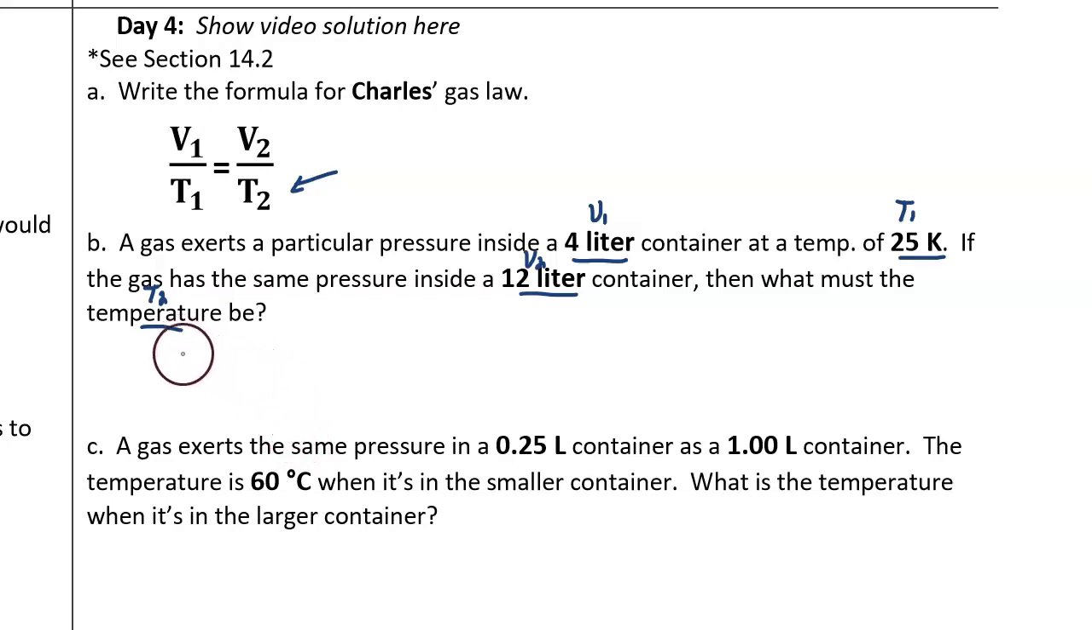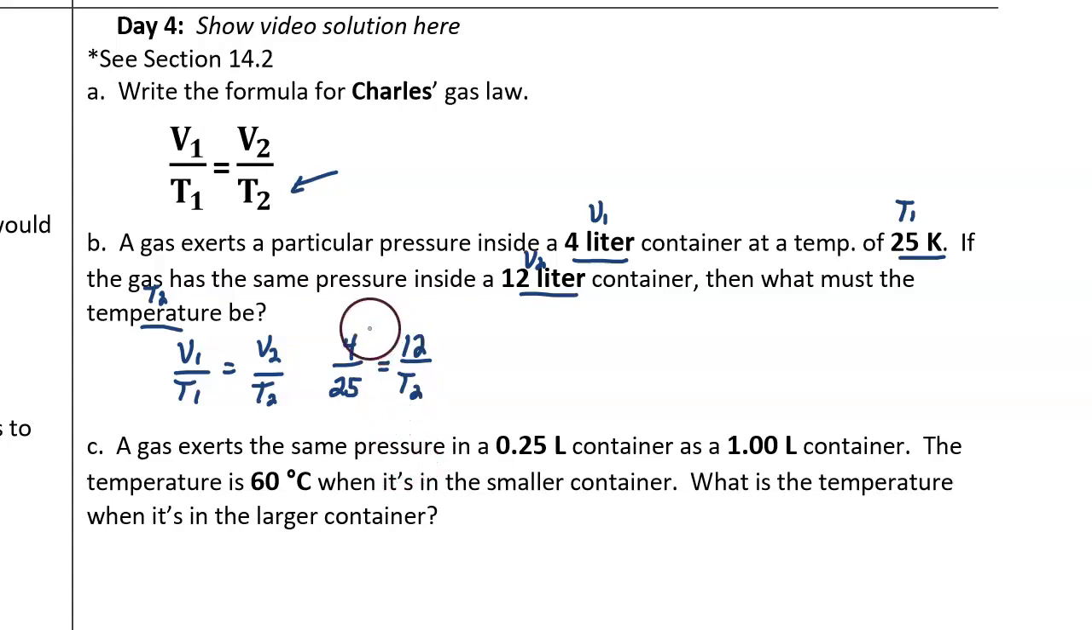So start by writing the formula. V1 over T1 equals V2 over T2. Then substitute. V1 is 4, T1 is 25 Kelvin, V2 is 12, and the unknown variable is T2. Now we want to solve this equation for T2. This equation has the format of a proportion, where there's a ratio on the left side, a ratio on the right side. There are various ways to solve this kind of equation.